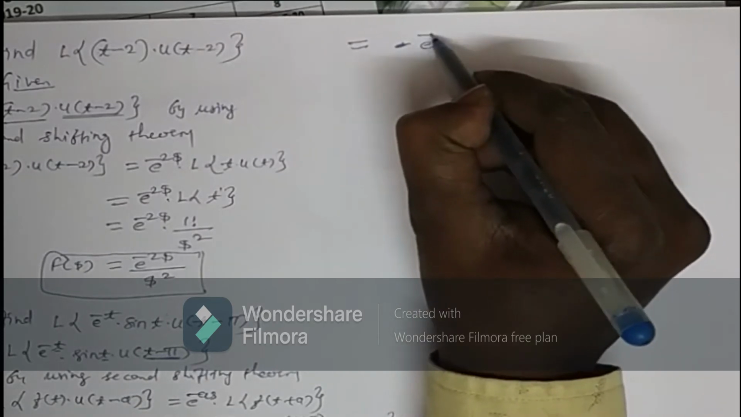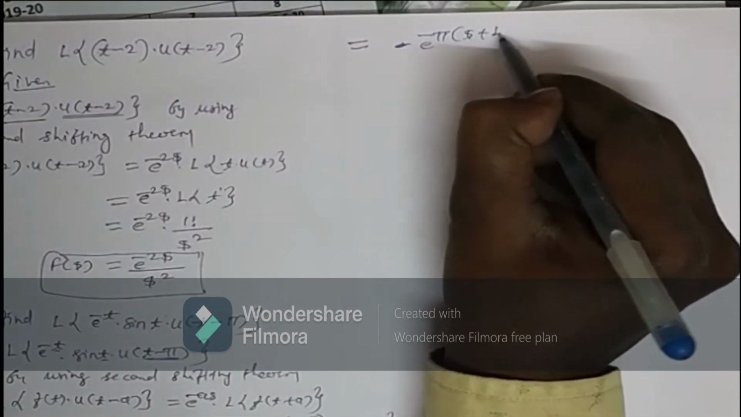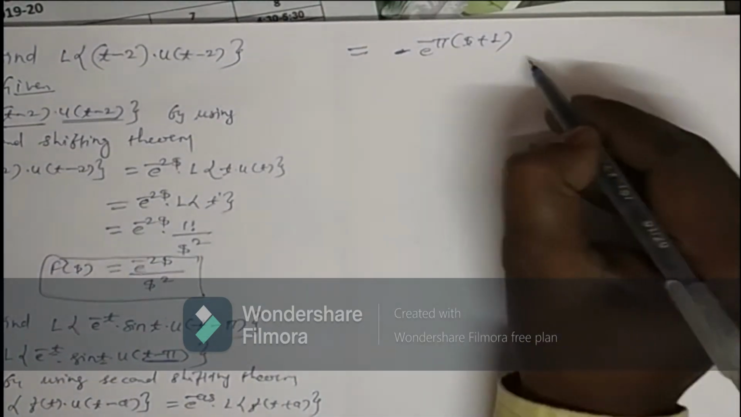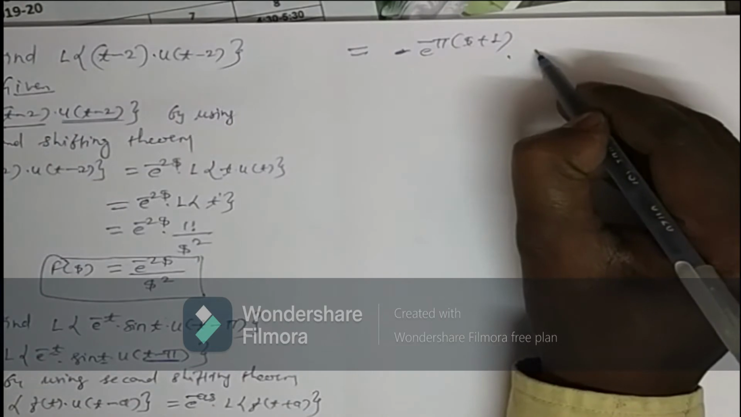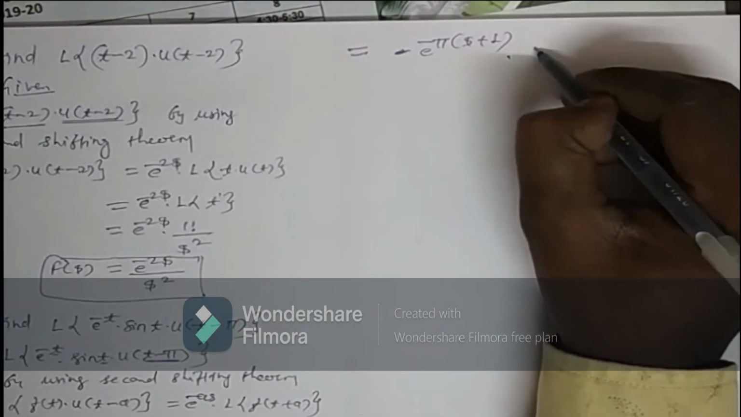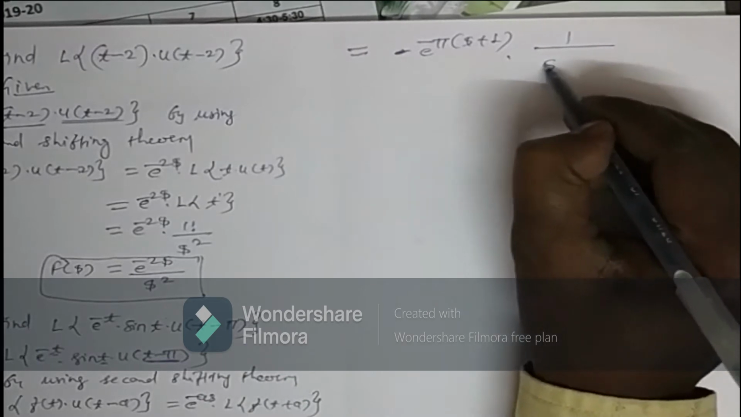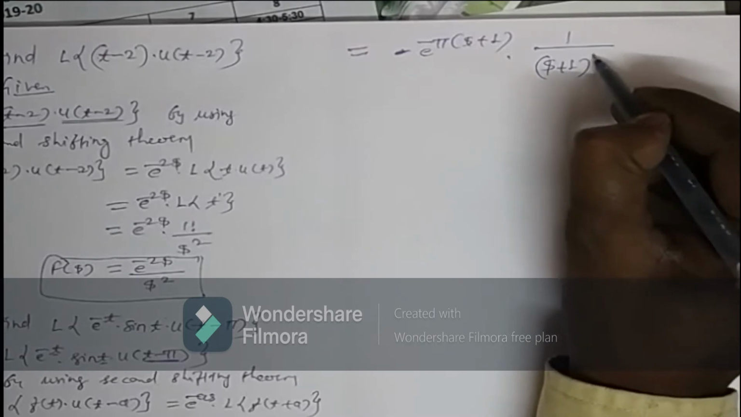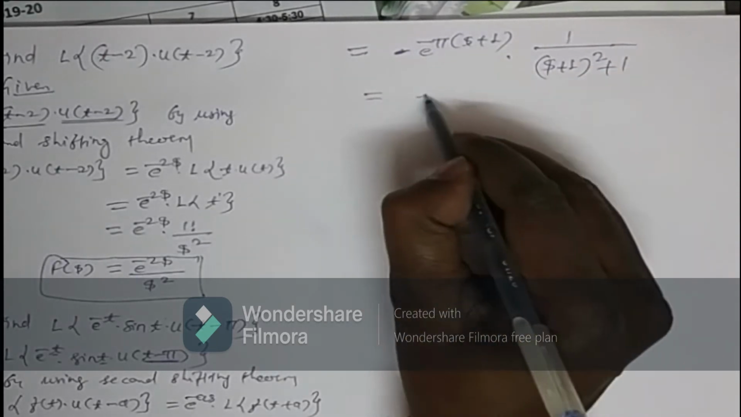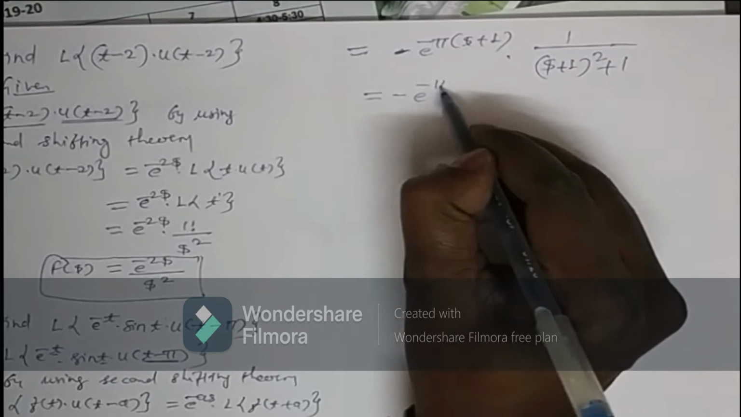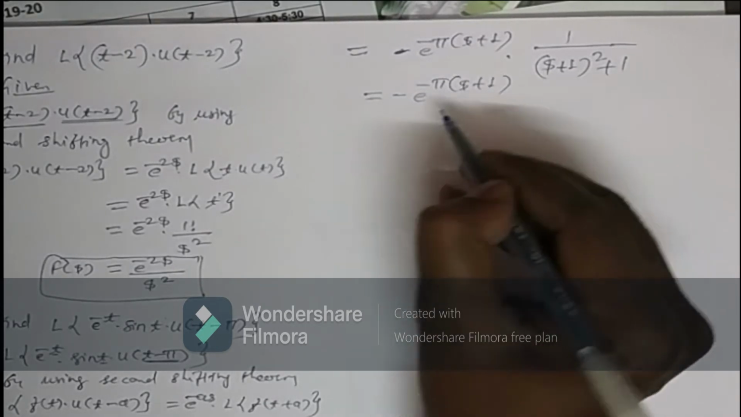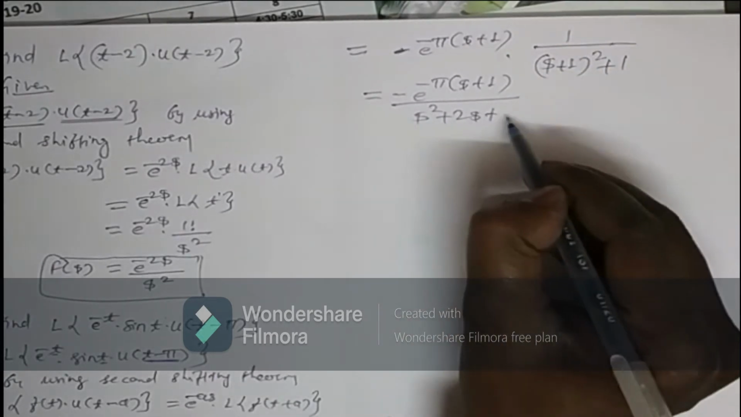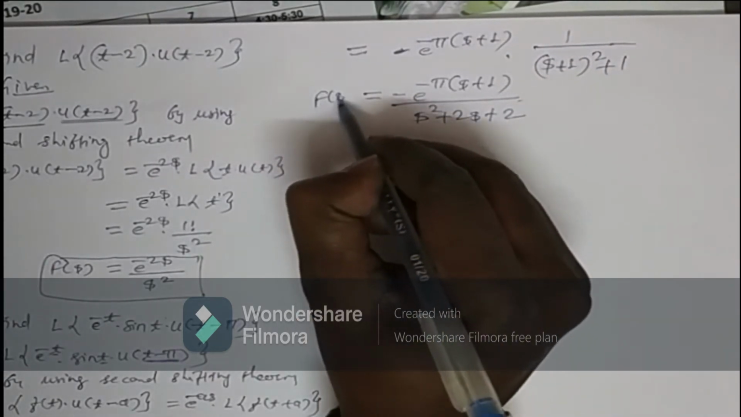So that is equal to minus e raised to minus pi (s plus 1) into Laplace transform of sin t, which is 1 upon s square plus 1, and in that by using first shifting property we can write this (s plus 1) square plus 1. If you simplify this further, what we get? Minus e raised to minus pi (s plus 1) divided by s square plus 2s plus 2. So this is your answer.